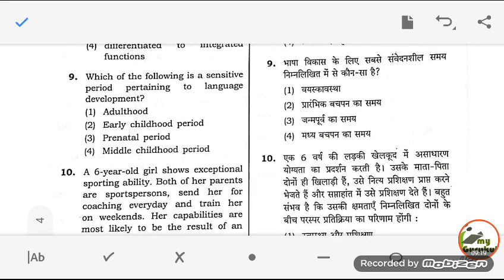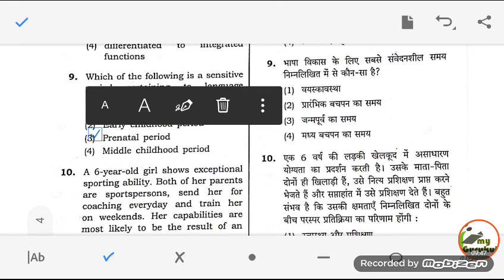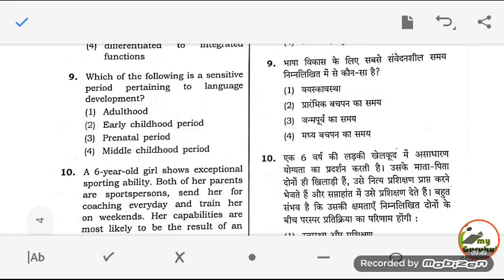Which of the following is a sensitive period pertaining to language development? The sensitive periods represent critical points of a child's development. The sensitive period of language occurs from birth to about age 6. That is the early childhood period. It is at this time that the child learns the primary language spoken in the home. So, the right option is early childhood, option number 2.